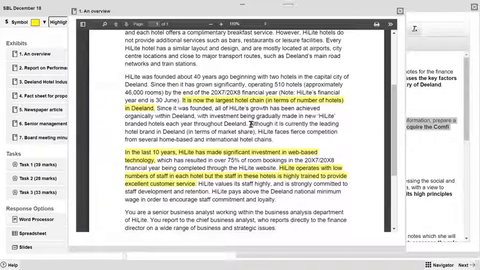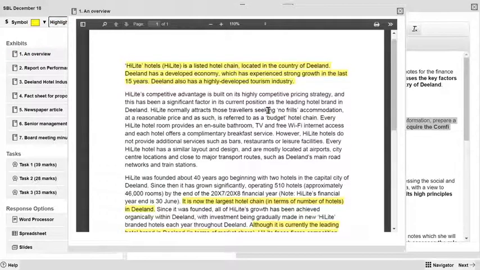And what about this? Although it is currently the leading hotel brand in D-Land, Highlight faces fierce competition from several home-based and international hotel chains. So enough. So let's summarize the important information and then we will see how and where we can use it. So Highlight is a listed hotel chain in D-Land, and D-Land is a developed economy, strong growth, and the hotel tourism industry is also highly developed.